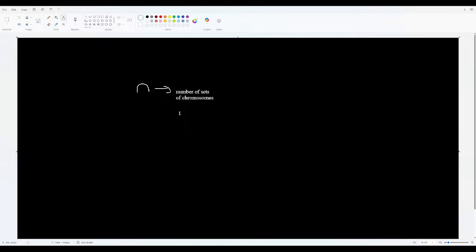So N represents the number of sets of chromosomes. So with that in mind, humans, like I said, have 46 chromosomes, but because you have two sets, one from dad, one from mom, we now say that 2n is equal to 46. Or maybe not number of sets of chromosomes. Maybe that's kind of inaccurate. That's kind of misleading.